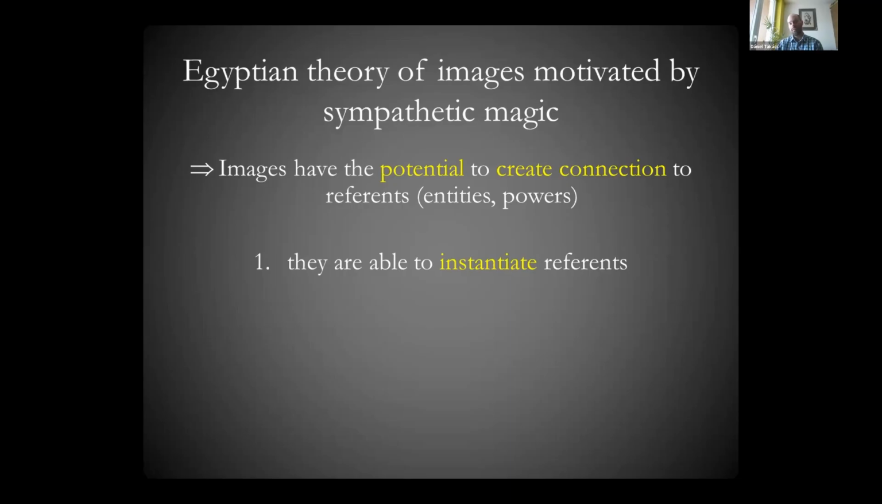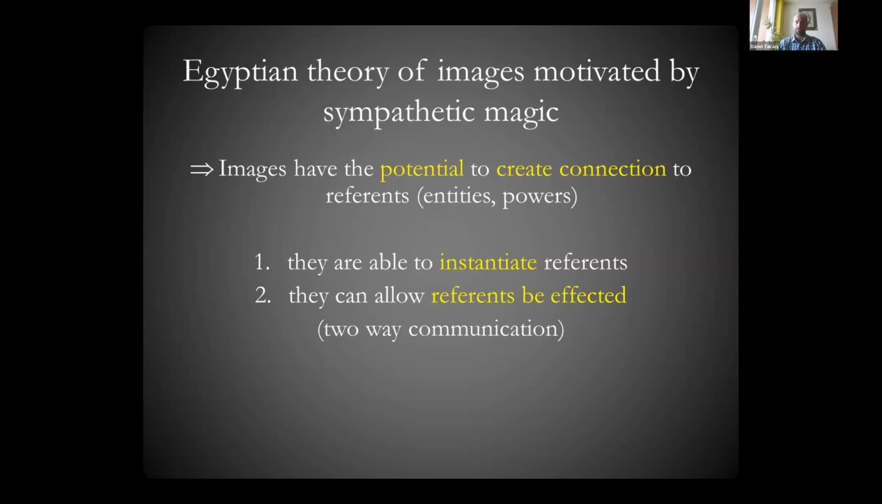Instantiate means bring them to the here and now, but they also allow the reference to be affected through magical means. Of course, everything is taking part in a magical reality. So there is this kind of two-way communication through images in a magical reality, and this is roughly the underlying theory of images in ancient Egypt.